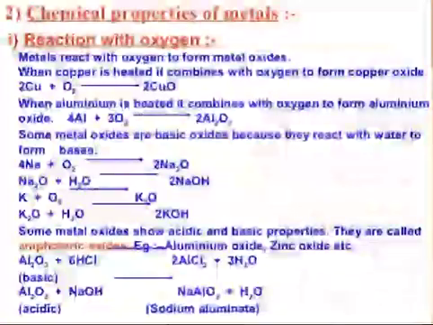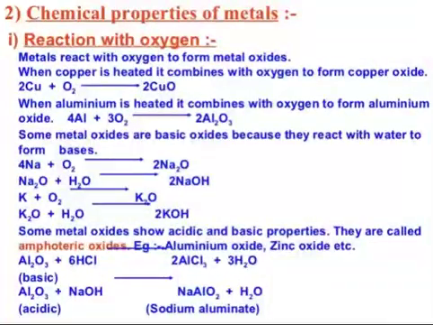The next concept we are going to see is the chemical properties of metals. So first we are going to see that when a metal reacts with oxygen, it forms metal oxides. So I've given you some examples. Copper is a metal, and when it is heated and combines with oxygen, it forms copper oxide.